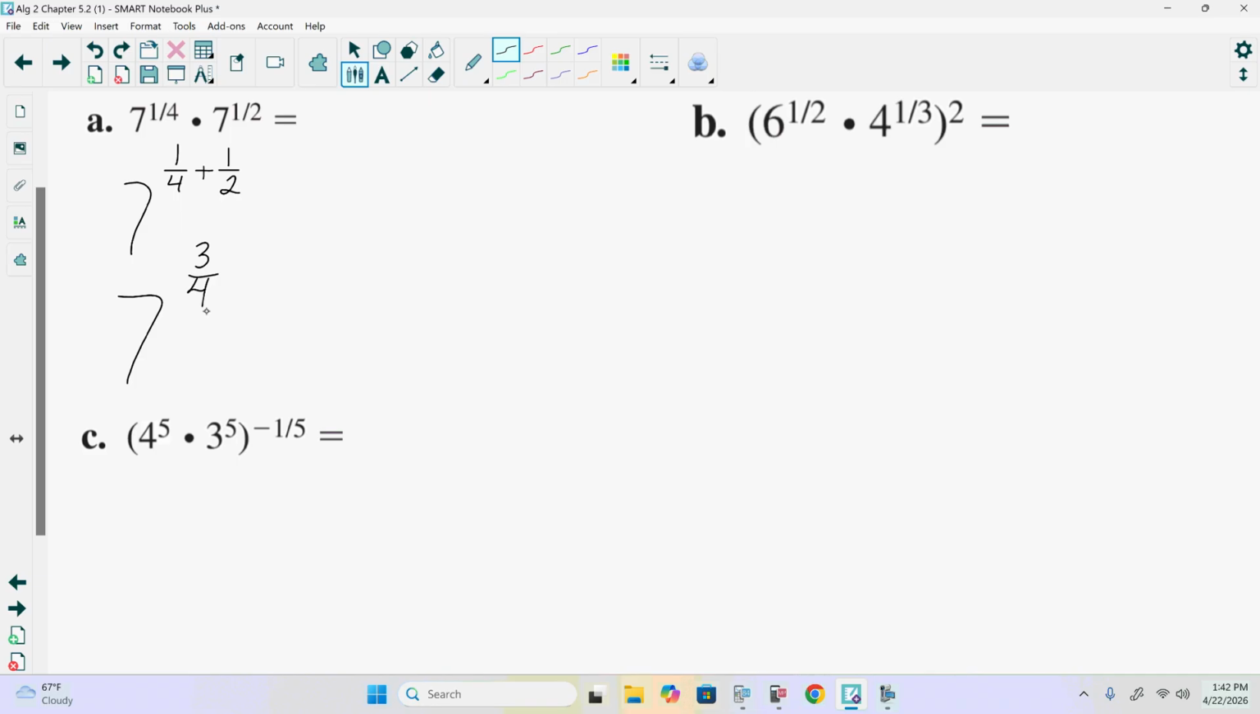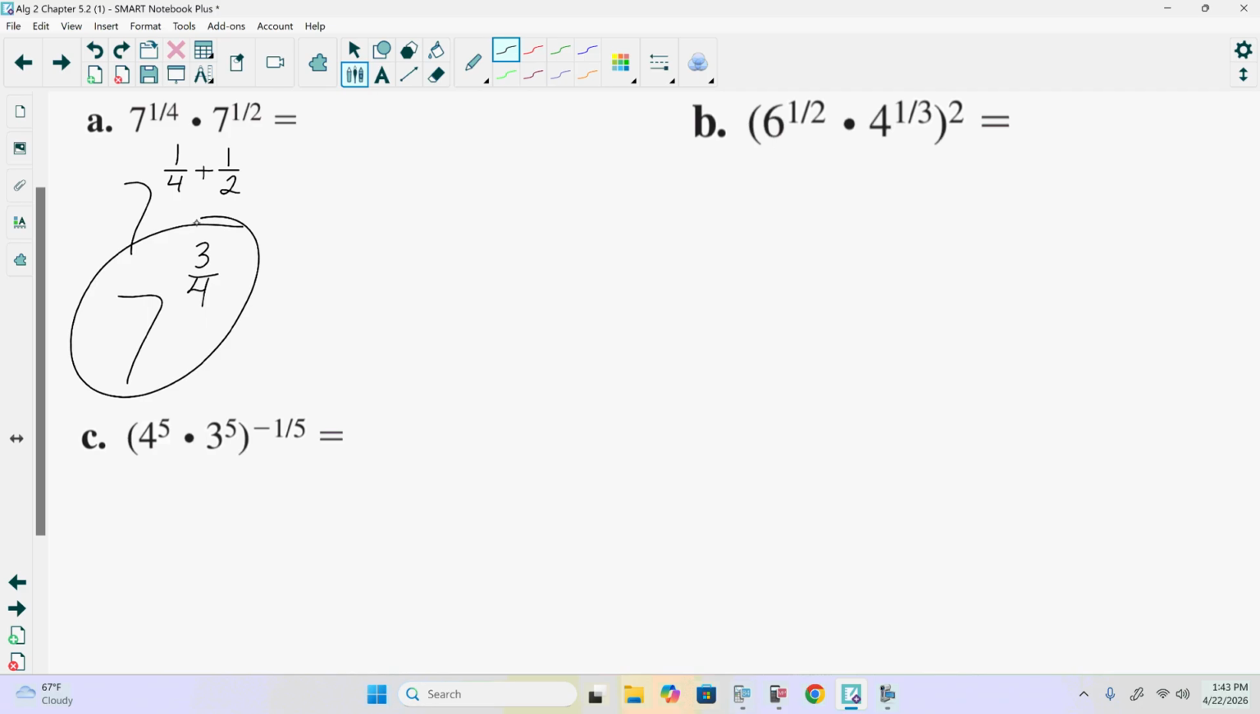Questions on this here? We ready for the next step? That's it. Because we're not asked to solve it, we're just asked to simplify. We're going to simplify as far as possible. We don't want to approximate. We're not going to round. It's just 7 to the 3/4. Questions on how we got A?